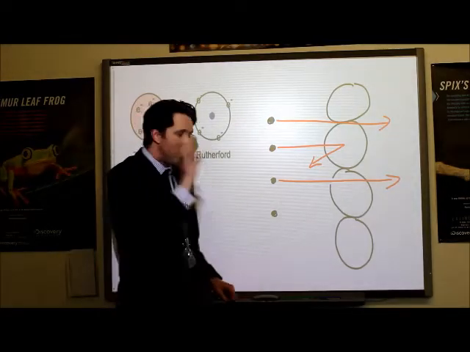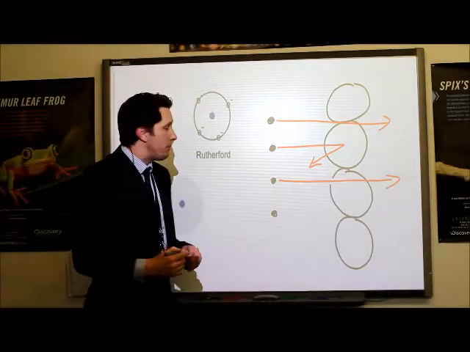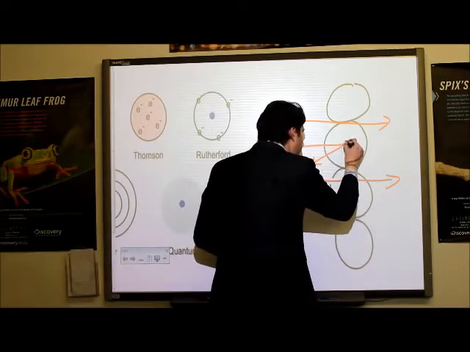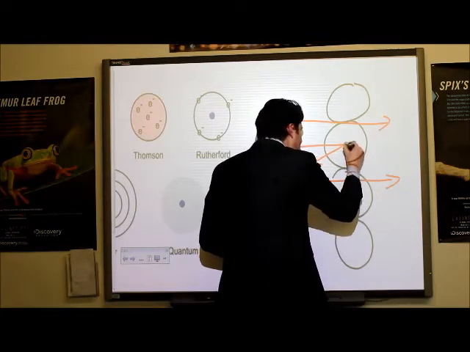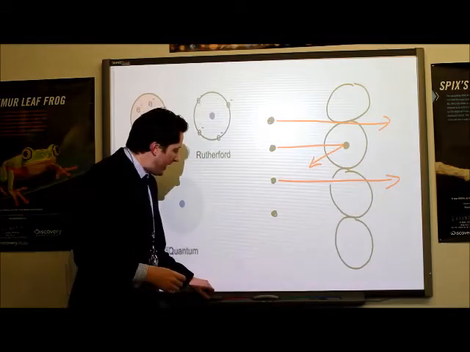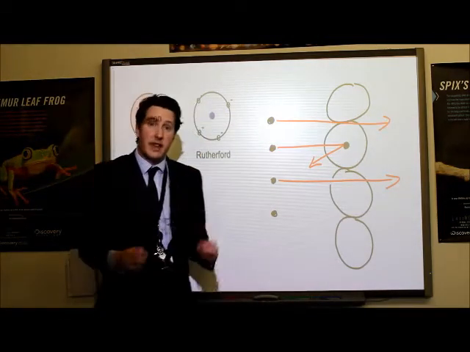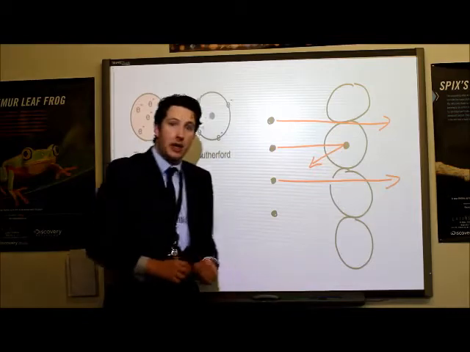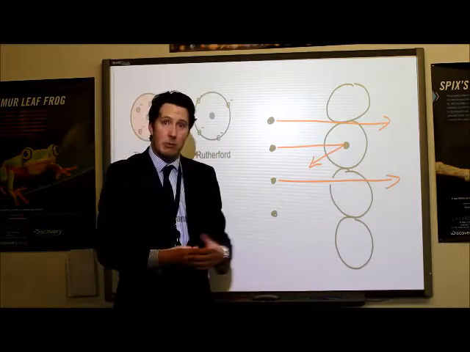Because of that, he said there must be some part of it that is solid. So he suggested there was only a tiny little bit in the centre of an atom that was made up of something solid, and the rest of it was empty space. Okay, so that's how he actually refined the model of the atom.